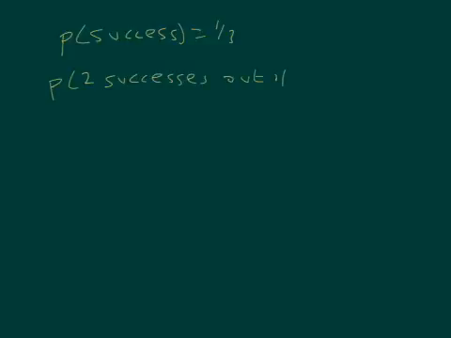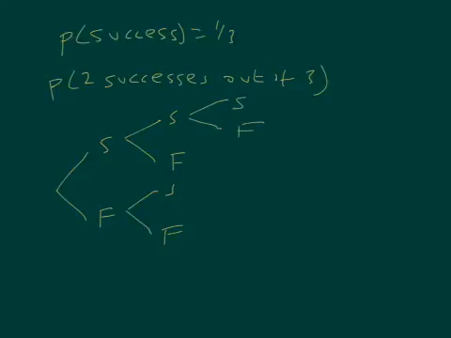So let's suppose we've got a game, and the probability of me winning the game, probability of success, is 1/3. So what's the probability of 2 successes, 2 wins if it's a game, out of 3? So let's have a look at this as an example. So I could draw a tree diagram: success, failure, success, failure, success, failure, and then the third game we've got here.